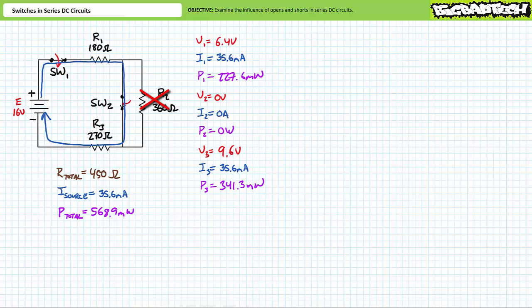In conclusion, this lecture took a look at opens and shorts in series DC circuits. We learned an open anywhere in a series circuit halts all current flow, and given no current flow, no voltage will be dropped across any element. Any voltage rise will be dropped across the open.